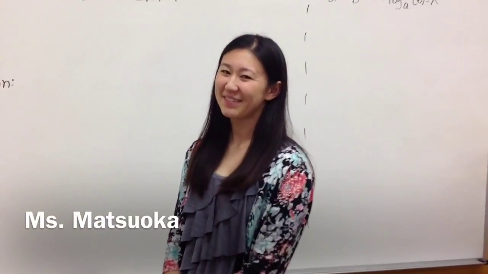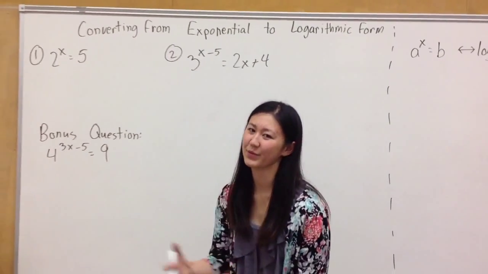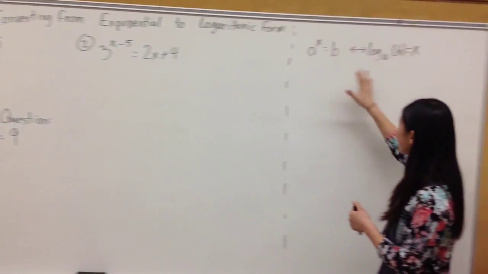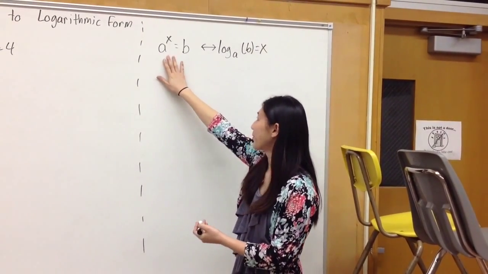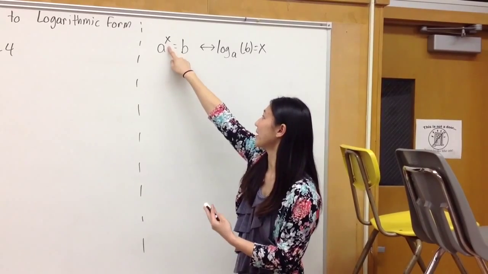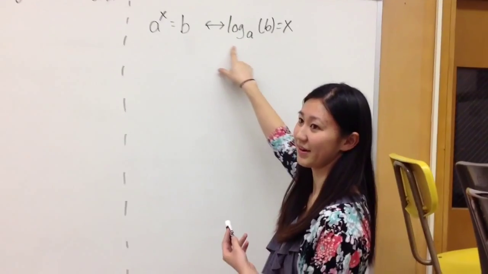I'm Ms. Matsuoka, and I'm going to teach you about how to convert from exponential form to logarithmic form. First, you might be wondering, what's exponential form, what's logarithmic form? So we're going to go over here to kind of figure out what this means. This right here is exponential form. As you can see, there's an exponent here, and this is logarithmic form. As you can see, there's a log here.